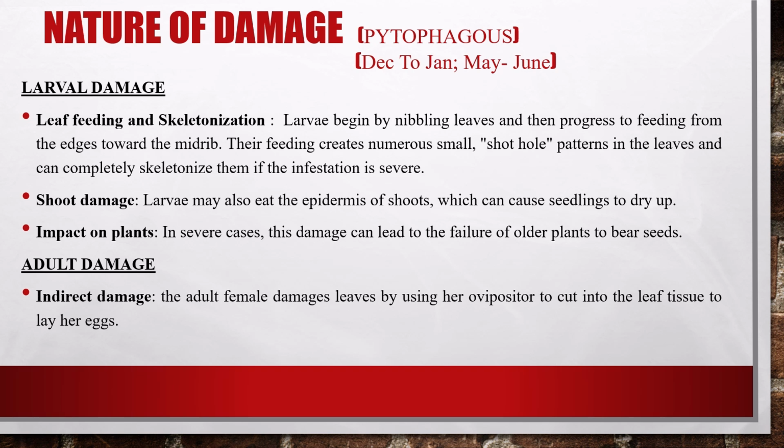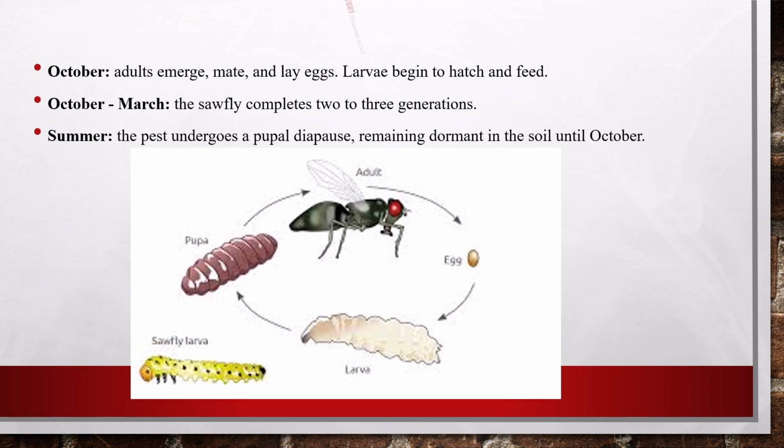In addition to the larval stage, adults also cause indirect damage to the plant, in that the adult female uses her ovipositor to cut into the leaf tissue and lay eggs on it. Leaves become damaged, photosynthesis decreases and the plant becomes weak.